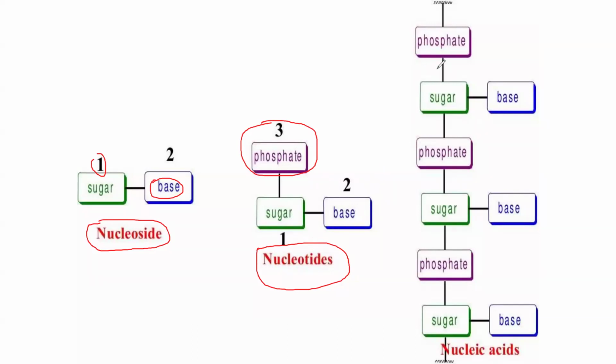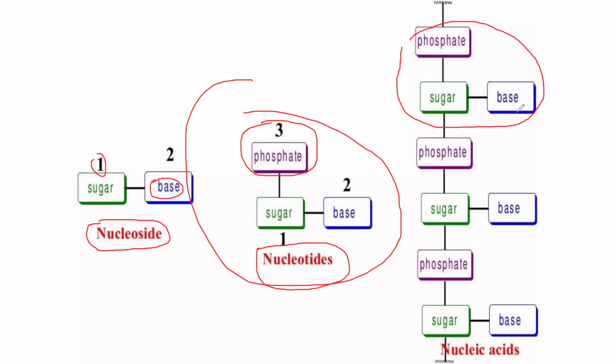Now, if you look at this, this is a nucleotide. As we said, nucleic acid is a polymer of nucleotides. If you can clearly see, all this here is one nucleotide, joined with another nucleotide here, then another nucleotide here, and more are added till you get the nucleic acid.